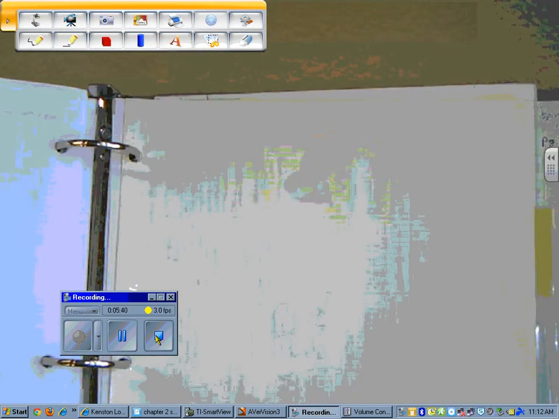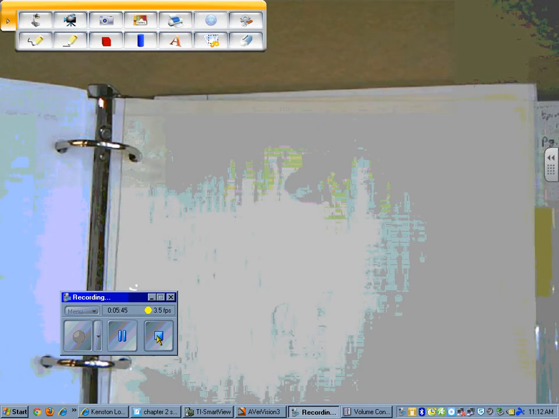If you don't have your notebook formed exactly like this, that's okay. Just try to have it in a pretty good order for me.